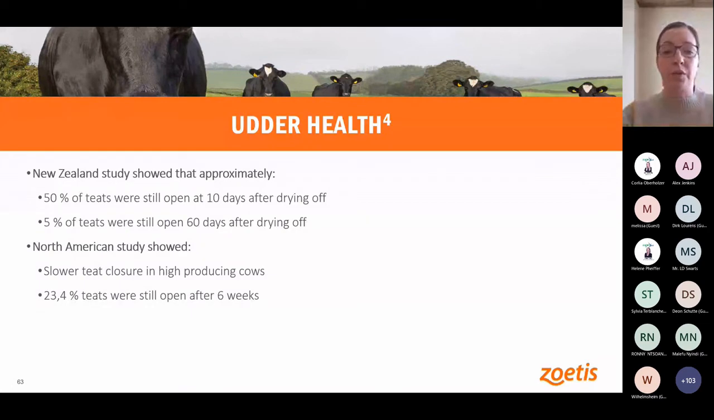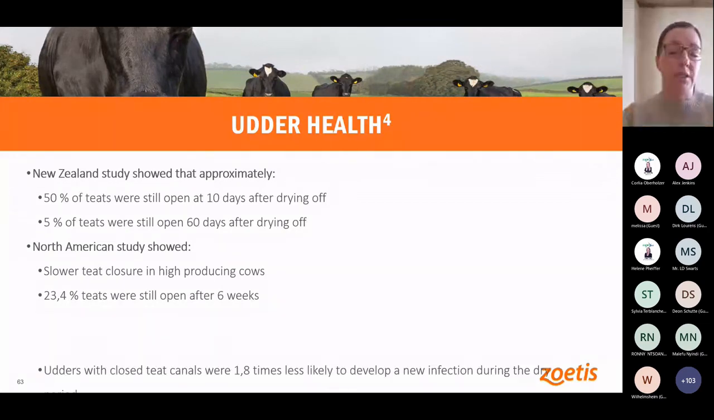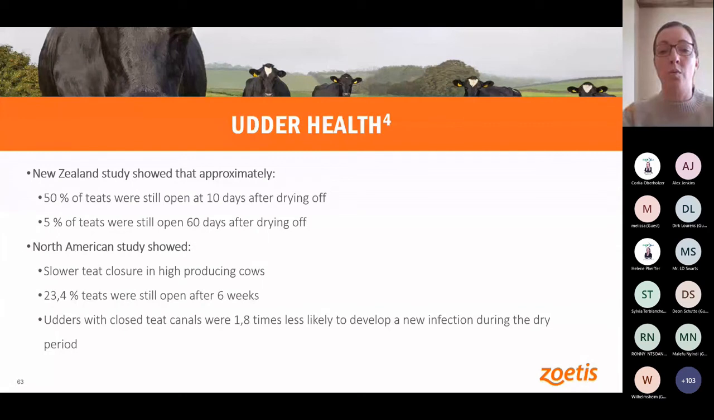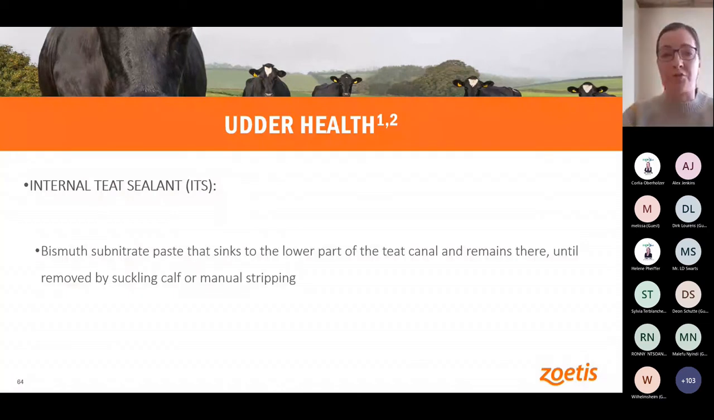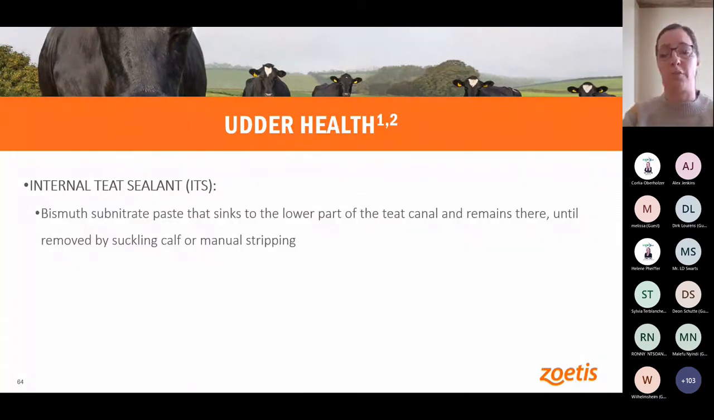And they found that udders with closed teat canals, in other words, udders that formed a keratin plug, were almost twice less likely to develop a new infection during the dry period. Okay. Internal teat sealants, what is it? It is a bismuth subnitrate paste. It's the last thing that you put into the udder. It's antibiotics first, and then you seal the udder with the internal teat sealant, goes without saying.